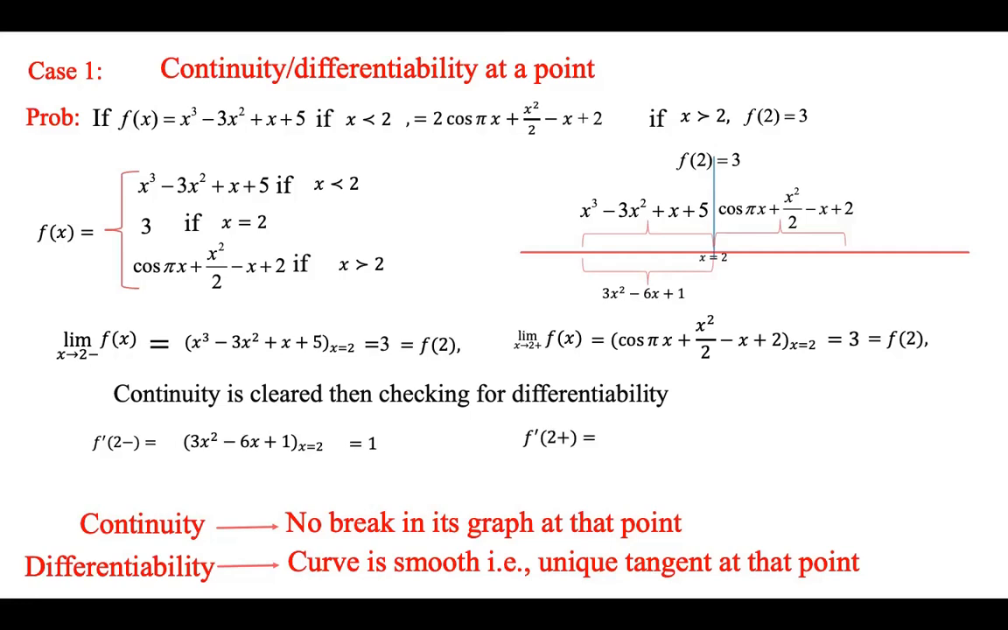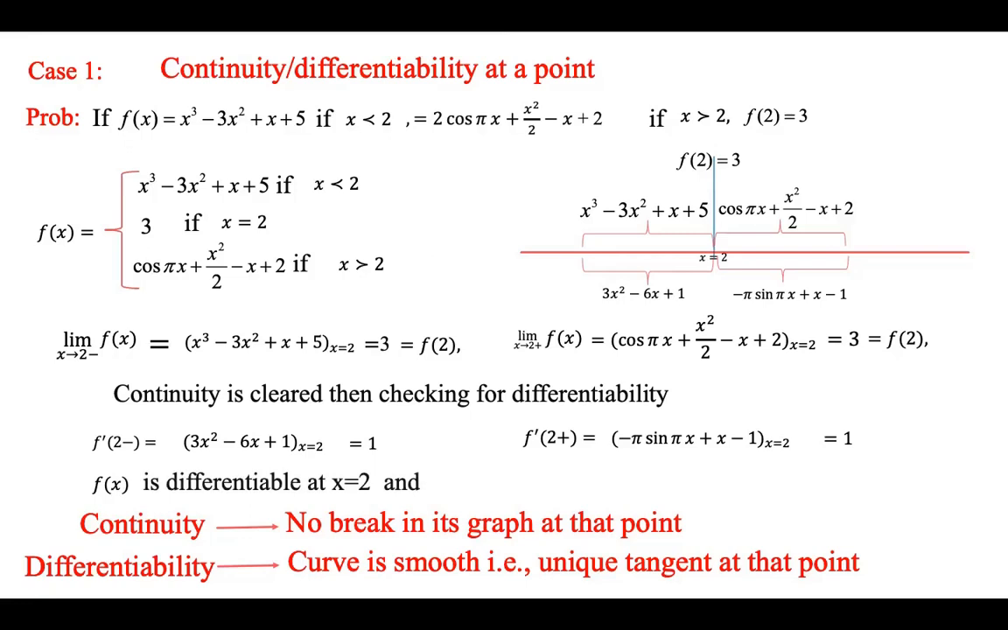Similarly, for the right derivative of f at 2, on the right side of 2 the function's derivative is minus pi sin pi x plus x minus 1, evaluated at x equals 2. This is also 1. So the left derivative is equal to the right derivative. Therefore, the function f of x is differentiable at x equals 2, and that common value, 1, is exactly the derivative of f at 2. That is, f dash 2 is equal to 1.